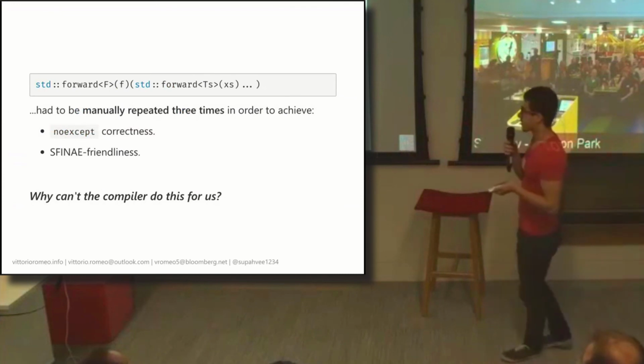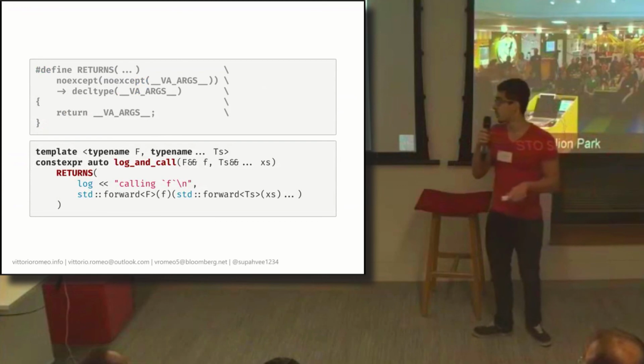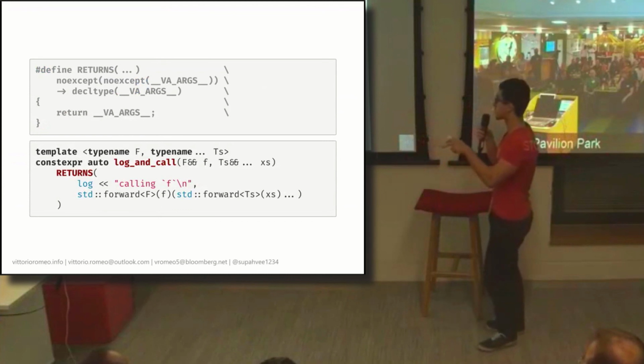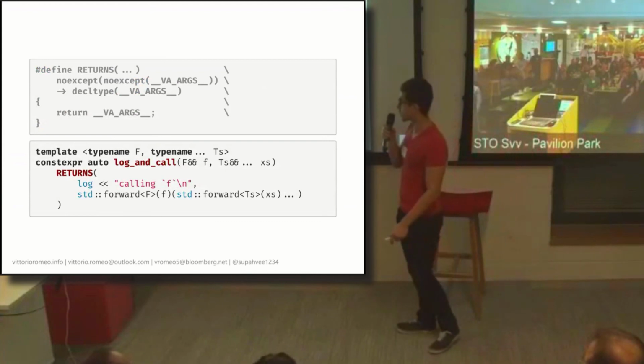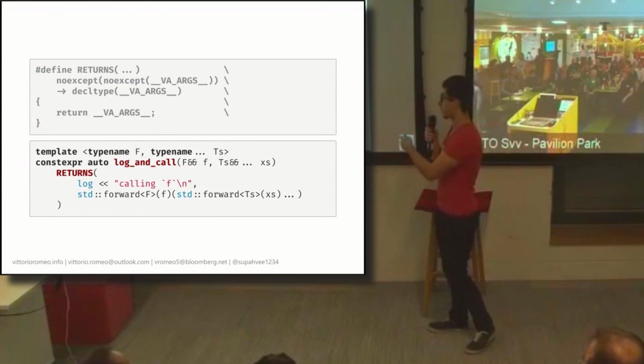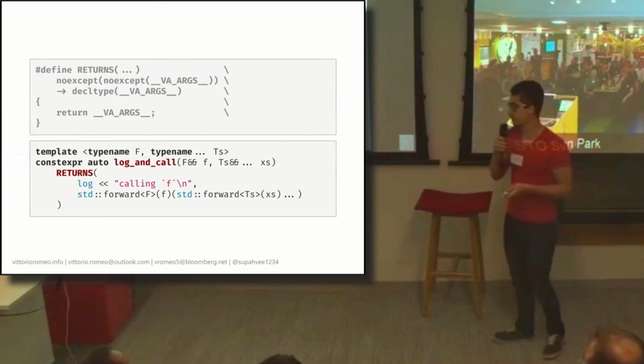And I wonder, why can't the compiler do this for us? Well, if we use the preprocessor, we can do something clever. We can define this RETURNS macro, which takes any amount of tokens and generates for us the noexcept specification and the trailing return type by simply passing the tokens inside those specifications, and also will return those same tokens. So if we say something like this, RETURNS the log, using the comma operator here, and then the body of our function, it will generate everything for us, and it will be noexcept correct and SFINAE friendly.